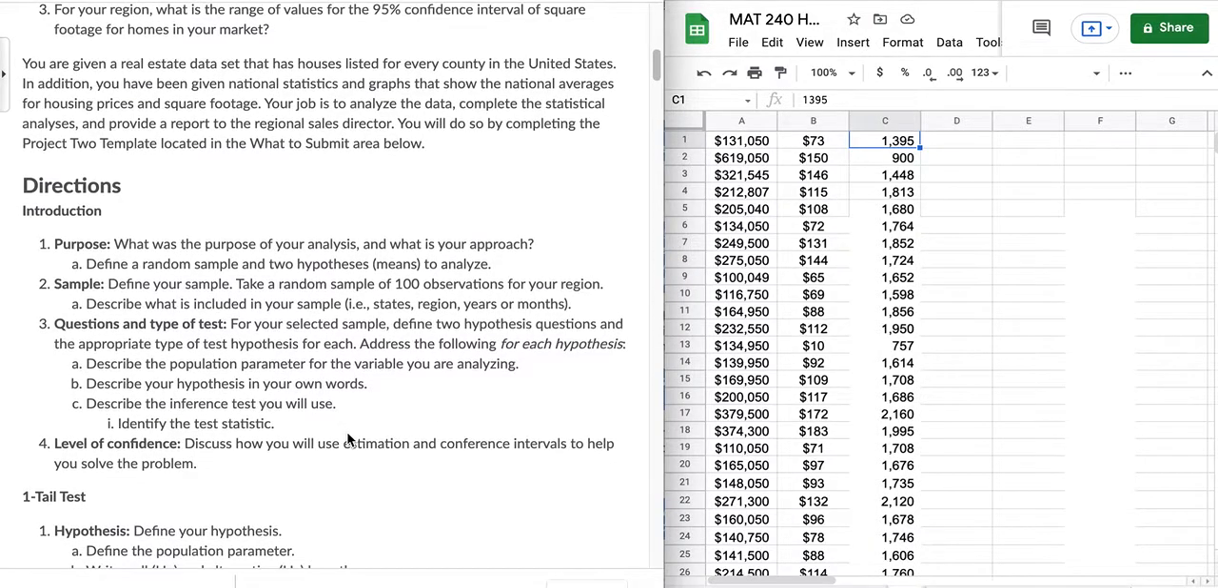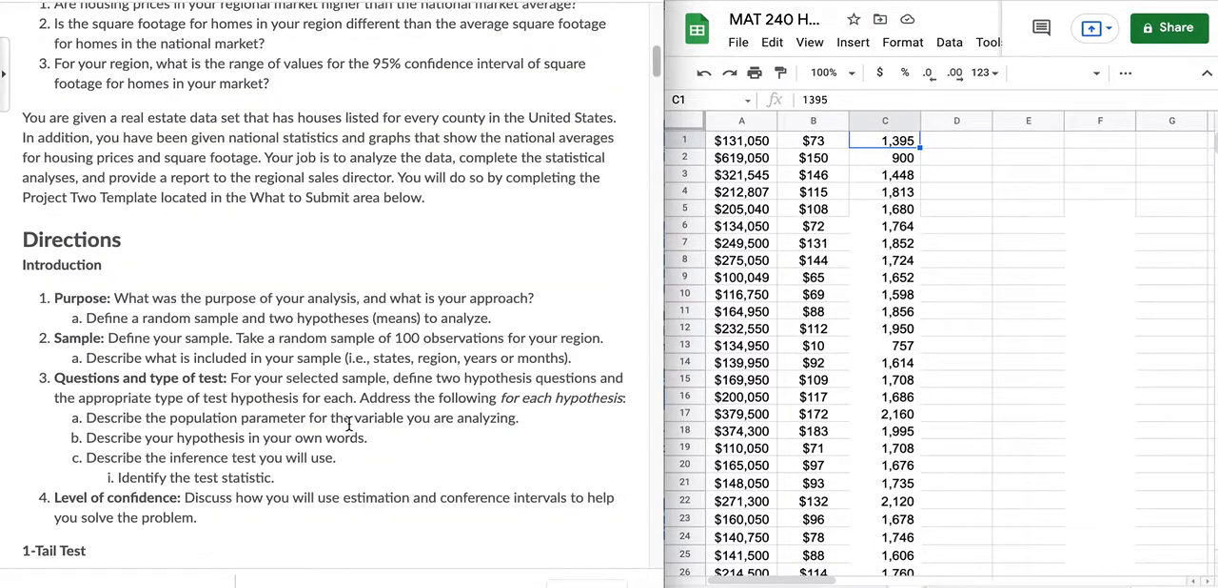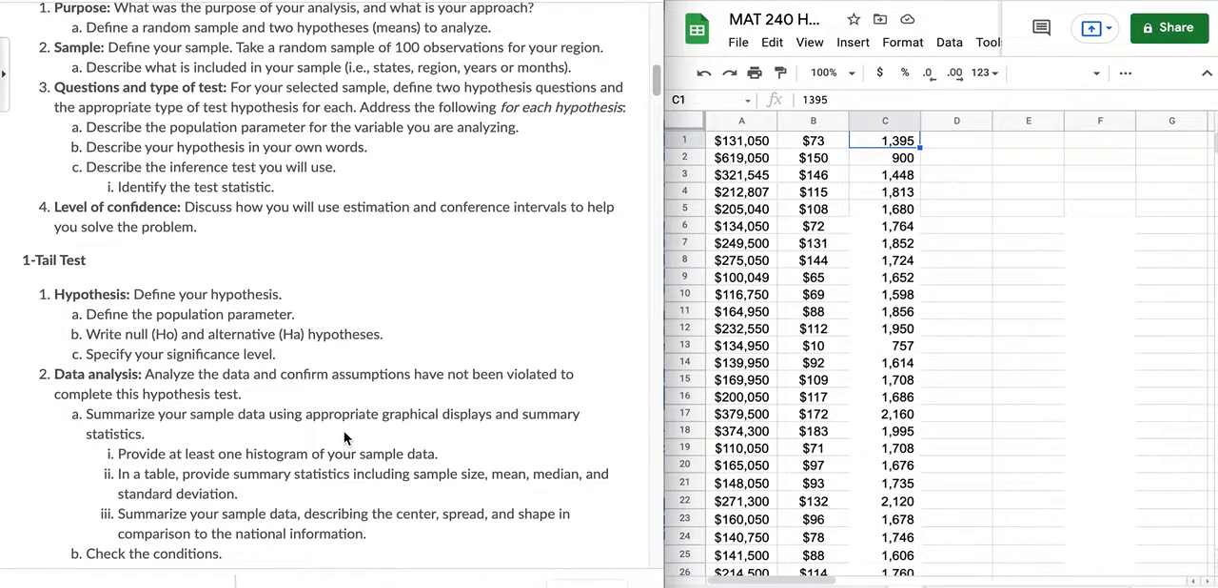Describe the inference you'll use. Identify the test statistic. Are you going to use Z? Are you going to use T? Remember, if you don't know the population standard deviation, you've got to use T. And in most cases, it's just safer. The T distribution approximates the normal distribution under certain conditions too.